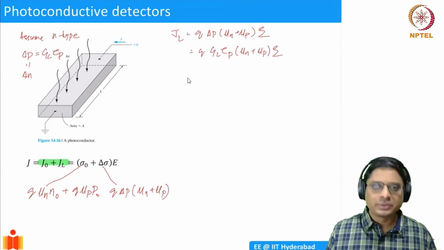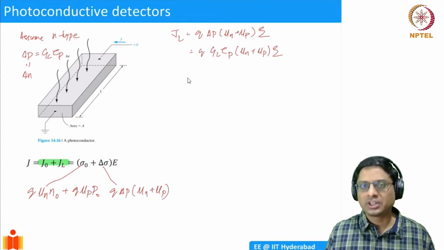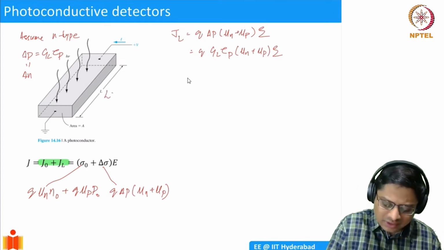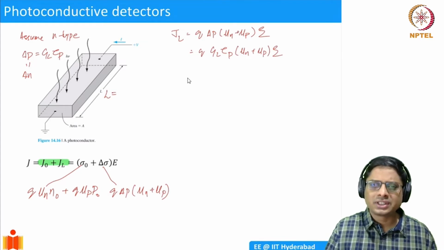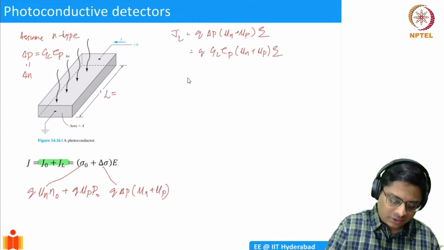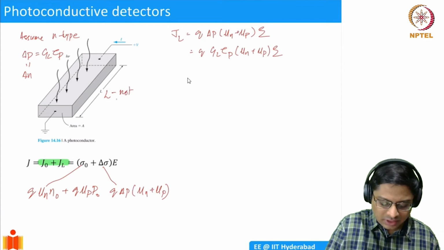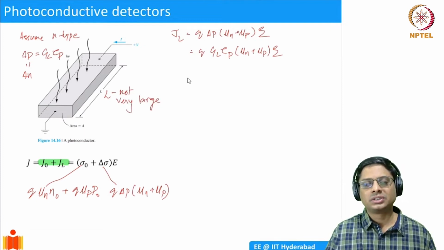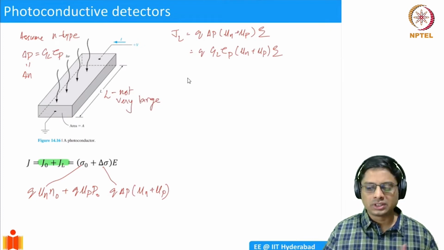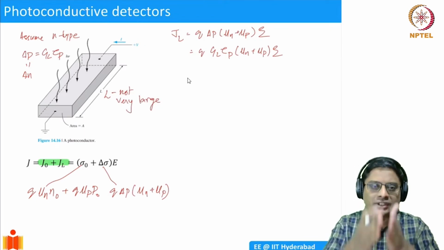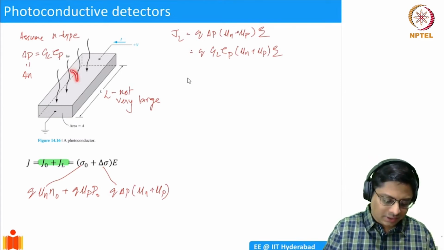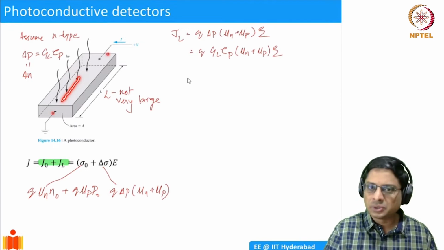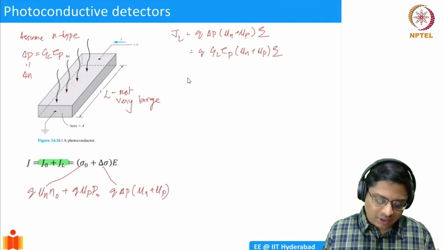So for a photoconductive detector to work efficiently, we need to make sure that the length of the photodetector L is reasonable, not very large. The reason is if it's large, the minority carriers are going to recombine. For example, in the center of the silicon, you generate these electron hole pairs, but they will recombine before they reach the terminals. We don't like that. So L should not be large.